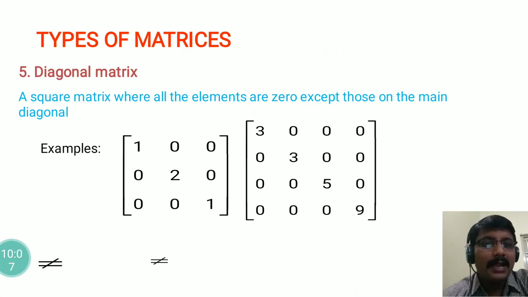Diagonal matrix, a square matrix where all elements are 0 except those on the principal diagonal or main diagonal. So here clearly, in the first example, the principal diagonal elements are 1 and 1 and all the remaining elements are zeros. In the second example, the principal diagonal elements are 3, 3, 5, 9 and all the remaining elements are zeros. So where all the elements are zeros except the main diagonal, such a square matrix is called a diagonal matrix.